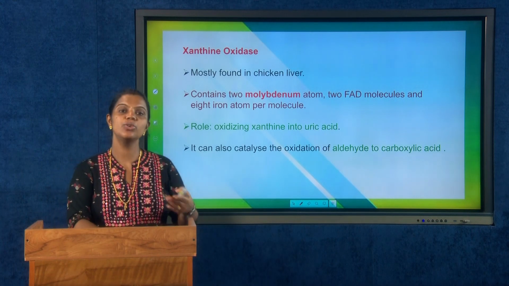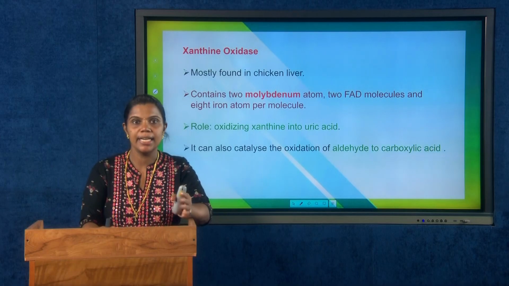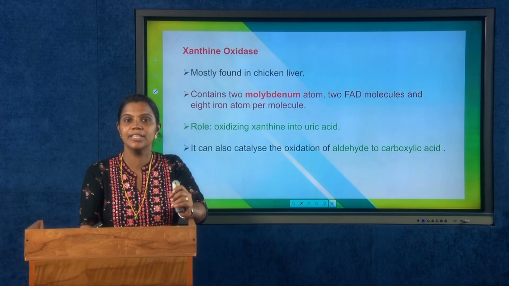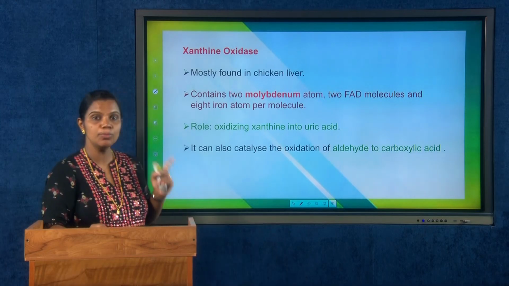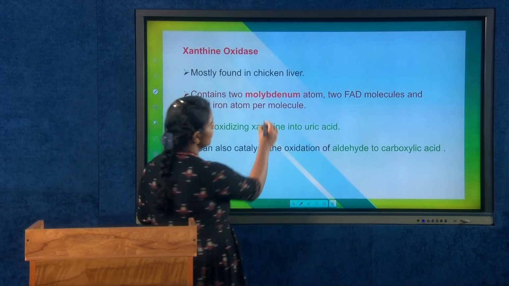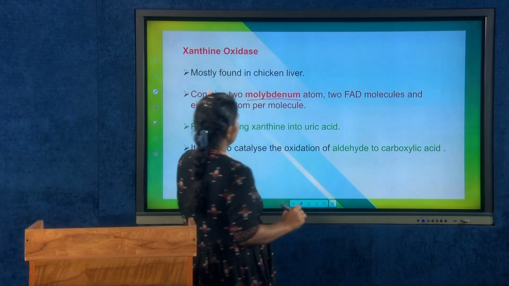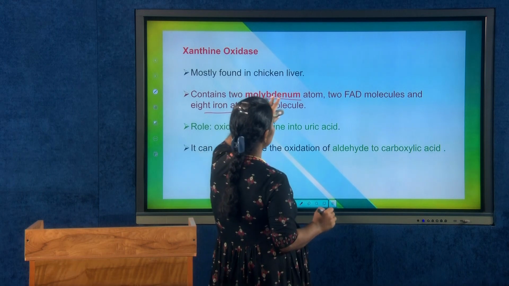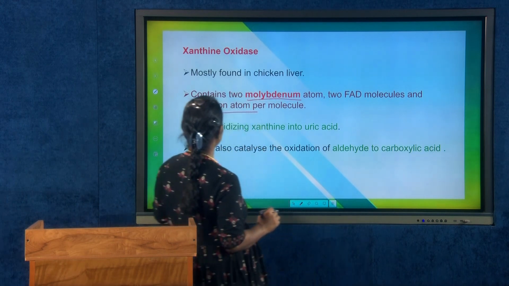Now, we move on to another category of enzyme, that is the xanthine oxidase. It is found in chicken liver. It contains 2 molybdenum atoms. So, the metal present in xanthine oxidase is molybdenum. It also contains 2 FAD molecules and 8 iron atoms per molecule. It also contains iron and molybdenum.